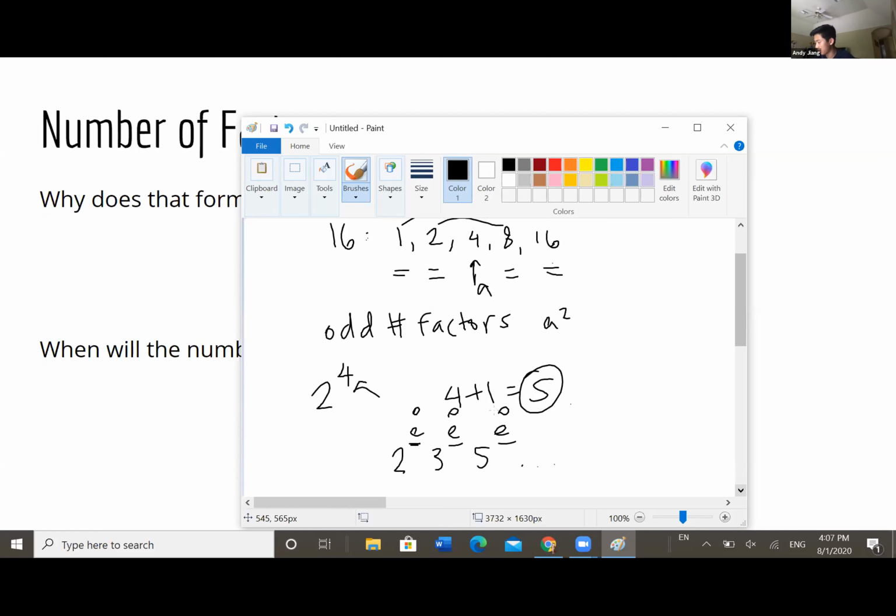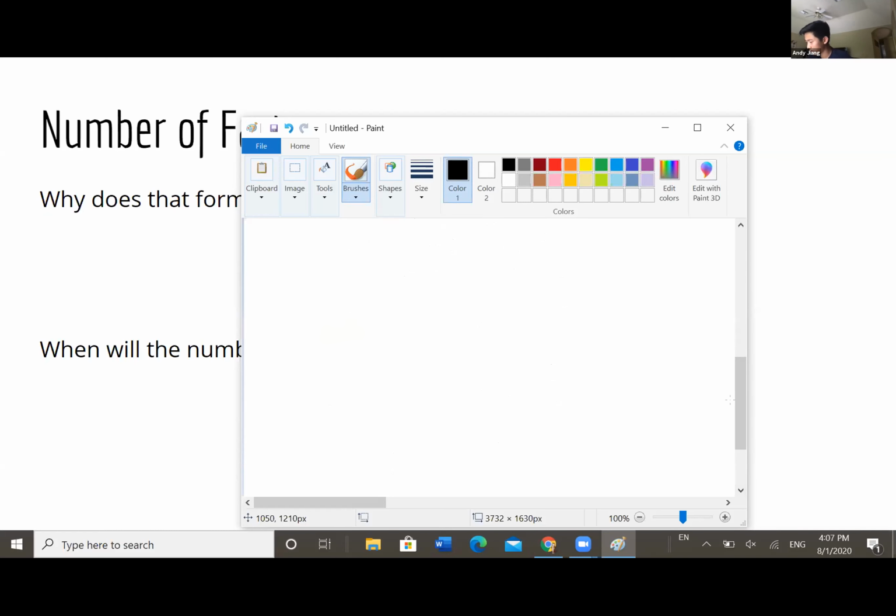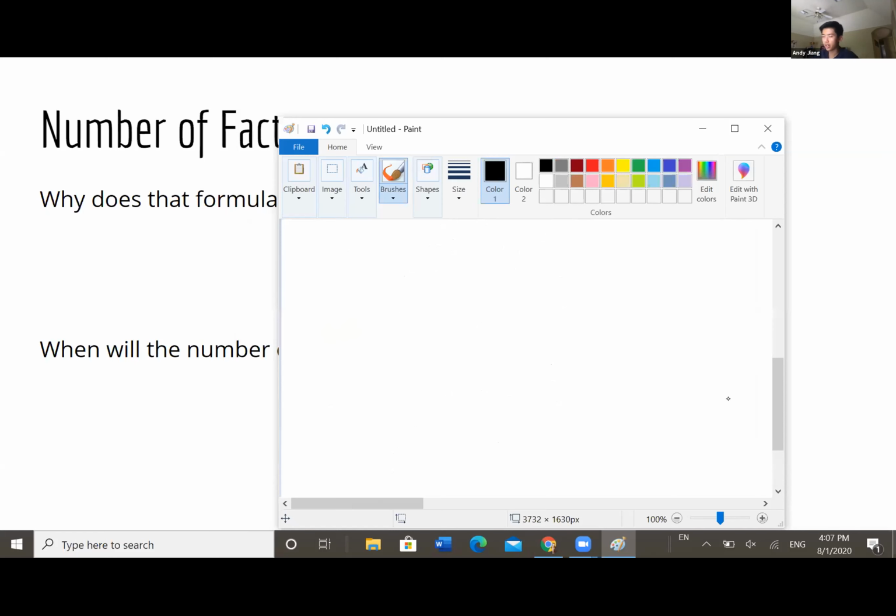Okay, so that's the second question. The first question was, why does that formula work? So why can I, to get the number of factors, just add 1 to the exponent, then multiply those numbers together? I saw a couple right answers. So thank you for those answers.